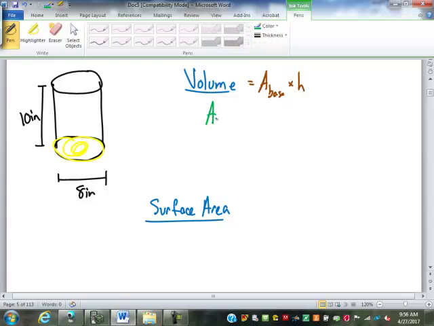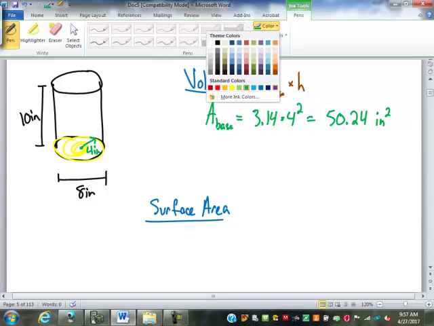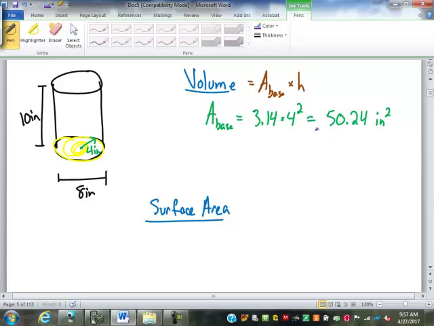So the area of the base here is pi, 3.14, times radius, there we go, which will be 4 inches. So 4 squared, which will give us 50.24 inches squared. First of all, does anybody have any questions where I got that 50.24?